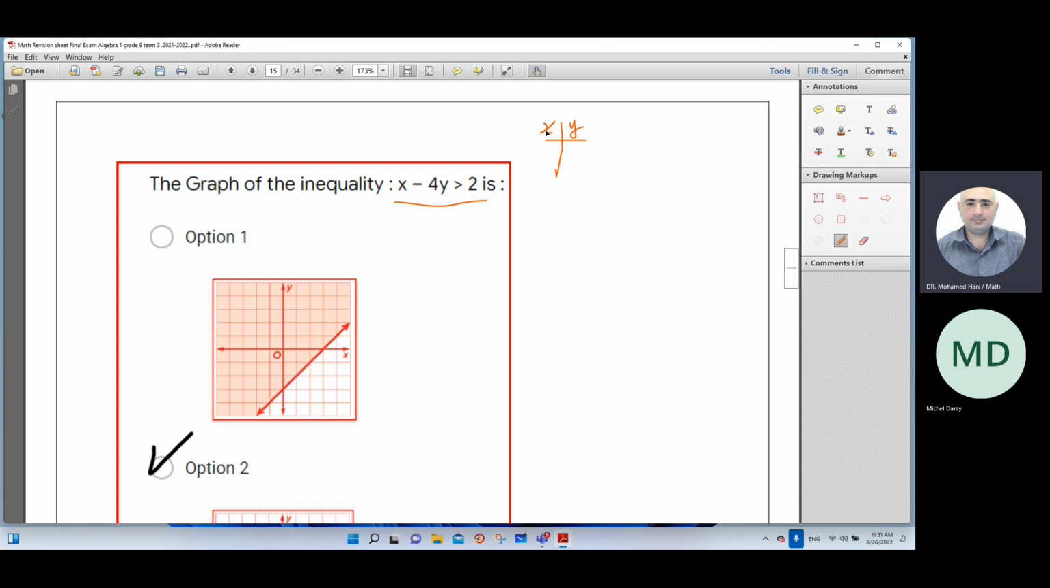You can choose any value of x. If you choose 0, for example, substitute here: 0 minus 4y greater than 2. So you can divide both sides by negative 4. You will get y equal to negative 1 over 2.